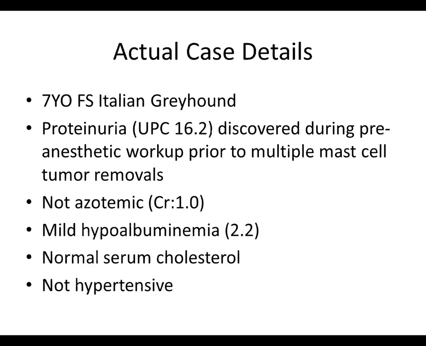This particular case was an Italian greyhound. She was proteinuric, her UPC was 16.2, and she wasn't clinical for it, but it was identified because they were doing an anesthetic workup to remove multiple mast cell tumors. She was not azotemic, she had a normal serum cholesterol, and she was not hypertensive. When they did the anesthesia for the mast cell tumor removals, they went ahead and got some biopsies at the same time, and this is what we found.